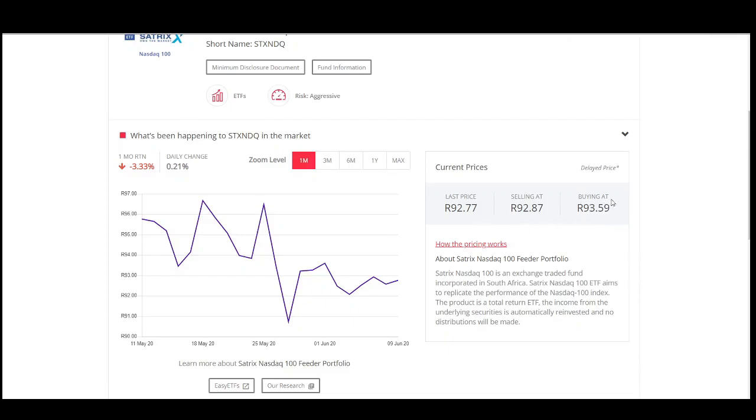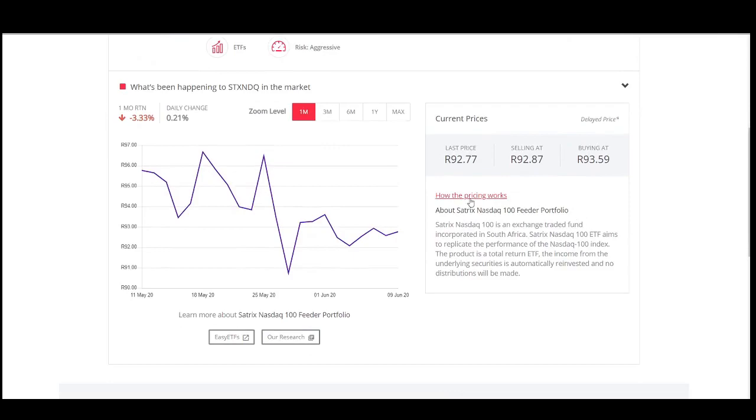Then the buying price: if I buy now, this is the price that I'll buy at. Mind you, what you're seeing here has a 15 minute delay, which means this is not a true reflection of what the price is. It might be cheaper or higher than this. Here you also get the description of how this ETF is structured.